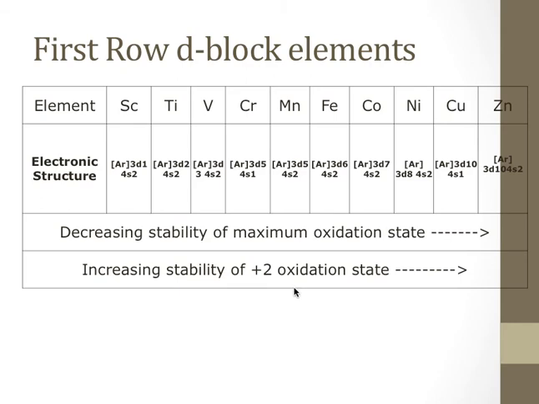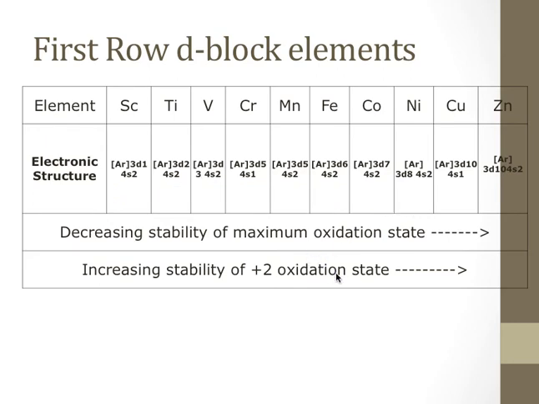Looking a little bit more at these oxidation states, just trying to point out from scandium to manganese is where we will have maximum oxidation states, meaning losing all of the 3d and the 4s electrons, and then from iron to zinc, really plus 2 is the most stable oxidation state.